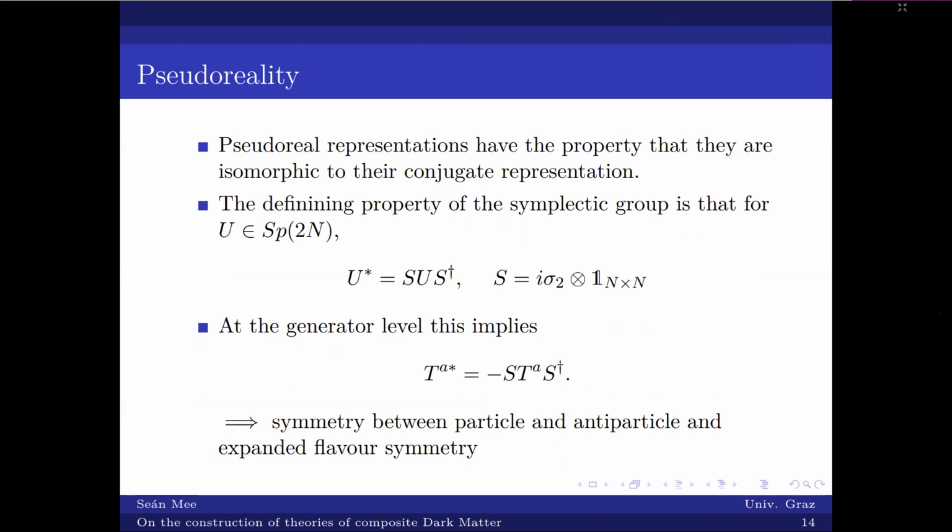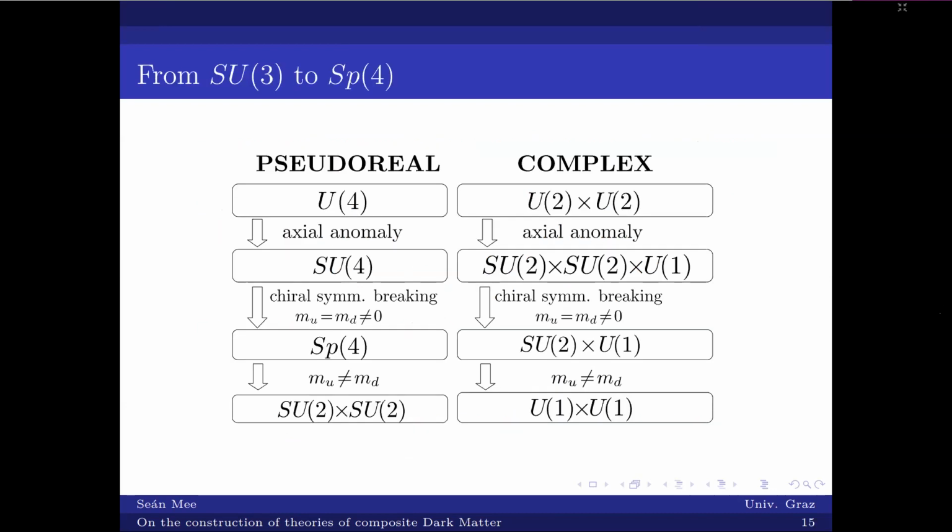So what do I mean when I say pseudo-real representations? Well, I'll explain. Pseudo-real representations are defined by the fact that they are isomorphic to their conjugate representations. So, as I said, this is the defining property of the symplectic group, which at the generator level implies exactly what we're looking for. Right? So, in particular, this means that we have symmetry between particle and antiparticle, and an overall expanded flavor symmetry. Right? So I'll explain what this expanded flavor space looks like in just a moment.